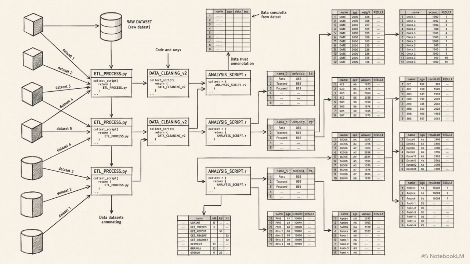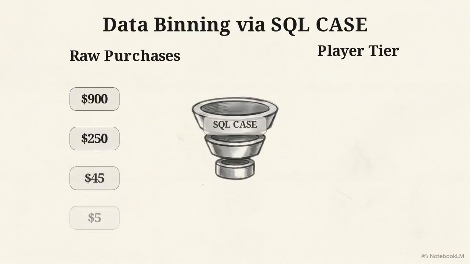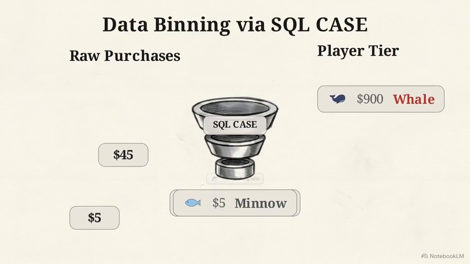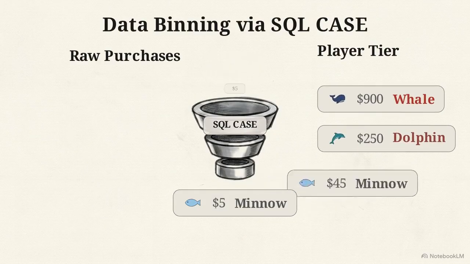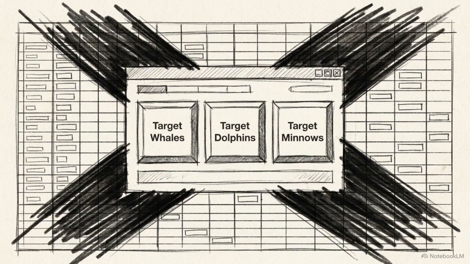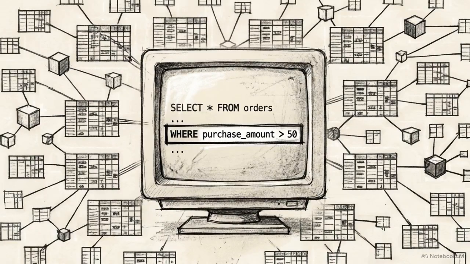Once you have merged and optimized your datasets, the next phase of enterprise architecture is manipulating that data without human intervention. This diagram shows data binning in action. By writing SQL case statements, we automatically evaluate raw numeric purchase amounts and segment them into designated buckets like whale, dolphin, or minnow. Marketing teams rely on these automated buckets to target users instantly, completely removing the need to manually sort data in Excel. However, hard-coding a static number, like a flat $50 average spend threshold, creates a rigid vulnerability.